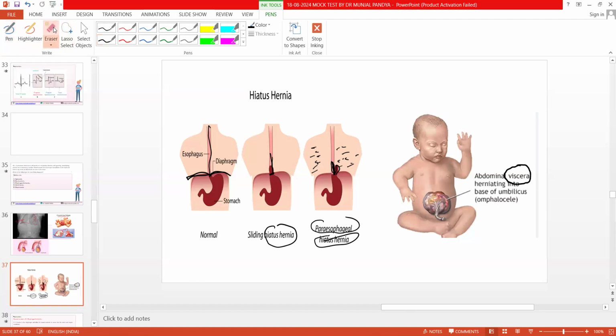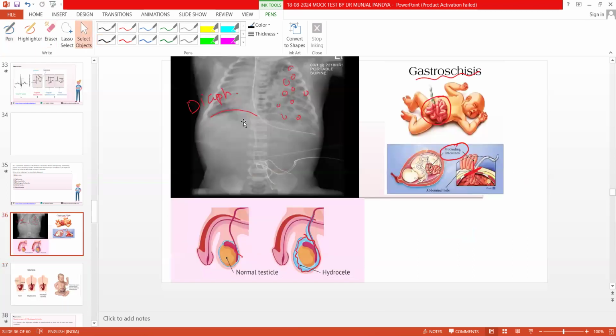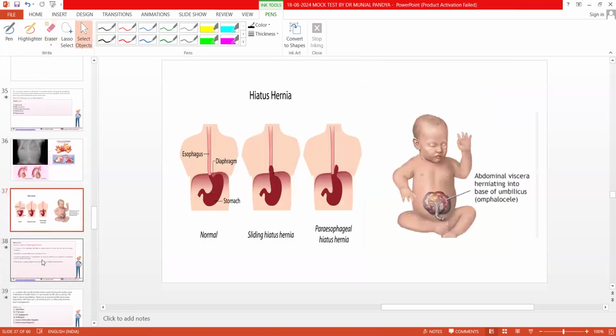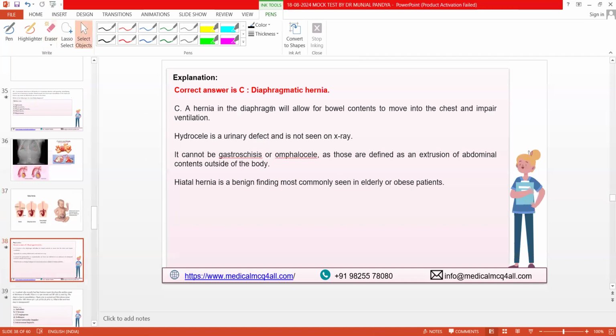So this is all excellent for concept clarity. We heard hiatal hernia a hundred times, but we never knew what it is. So this is hiatal hernia, and this is diaphragmatic hernia. You need to know the clear concept. I tried to evaluate all five: diaphragmatic hernia, gastroschisis, hydrocele, hiatal hernia, and omphalocele. So the answer is diaphragmatic hernia. A hernia in the diaphragm allows bowel contents to move up into the chest and impair ventilation, and that is why he has all these findings.